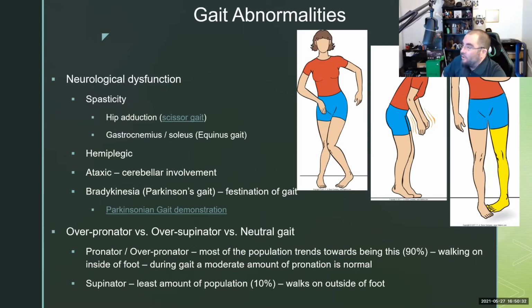Supination is on the lateral aspect of the foot. Pronation is on the internal aspect of the foot. And then neutral foot goes right down the middle. That makes sense, Brooke? Yes. So supination, neutral, pronation. And you guys are like, wait, Dr. Johnson said we didn't supinate at the feet. Yes, you do.